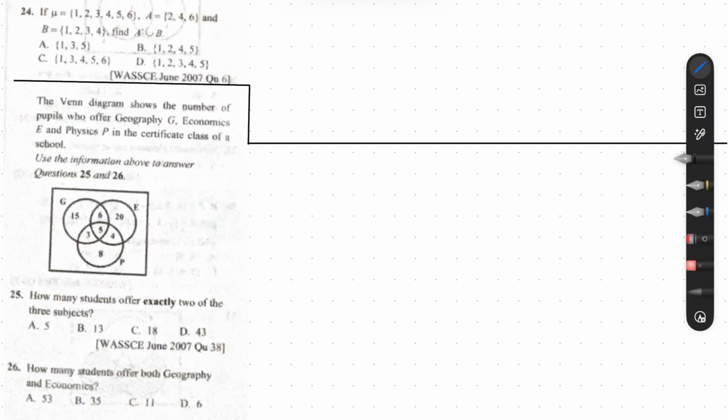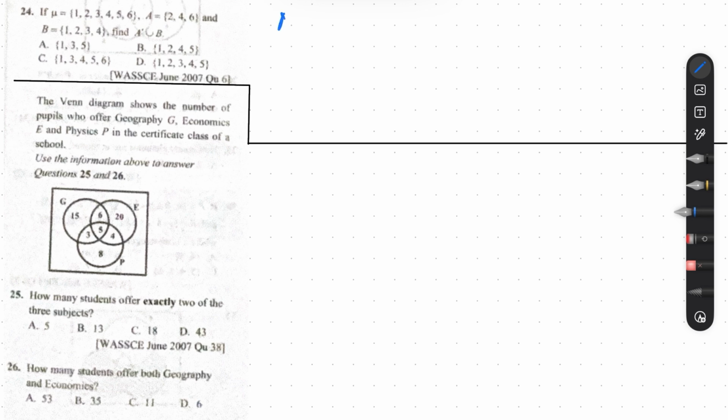In this set, we are starting from question number 24. Let's read the question. It says, if the universal set is 1, 2, 3, 4, 5, 6, and A is equal to 2, 4, 6, B is 1, 2, 3, 4, then find A complement union B. So let's find A complement first.